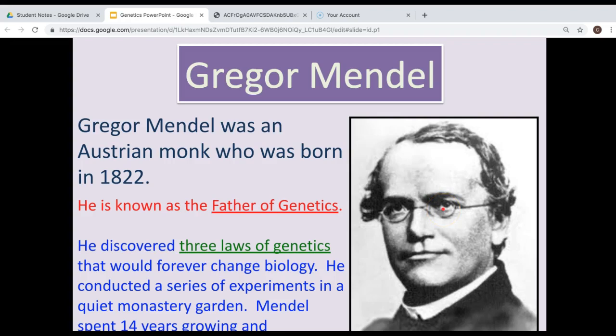We still use these laws today. They are laws. They are certain, unlike a theory, which can't be proved. Laws are thought to be universal. He conducted a series of experiments in a quiet monastery garden. He did so using pea plants. He spent about 14 years growing these pea plants and experimenting with them in this garden.